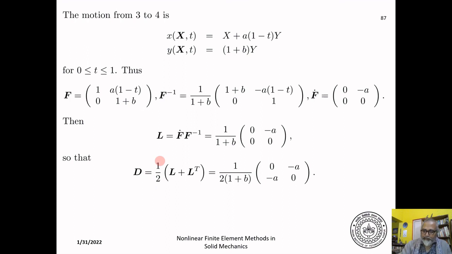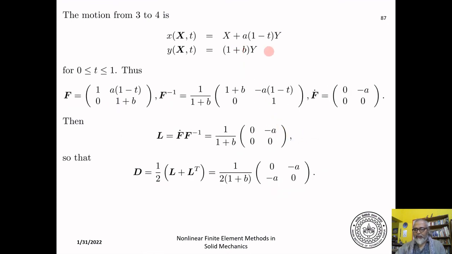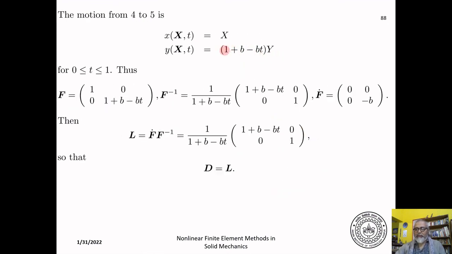Finally, we have the element coming back to its initial configuration by compressing this by an amount b. So at the beginning of the time step, from 4 to 5, it was at 1 plus b y. So at the end of the time step, it is 1 plus b y minus b t. So at t equal to 1, this is equal to capital Y. At t equal to 0, it is 1 plus b, and x remains at capital X. And again, you see that you get a symmetric L in this case, so that your D is equal to L.